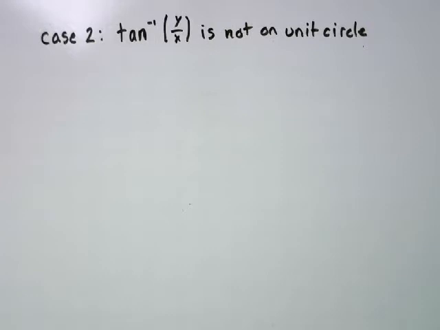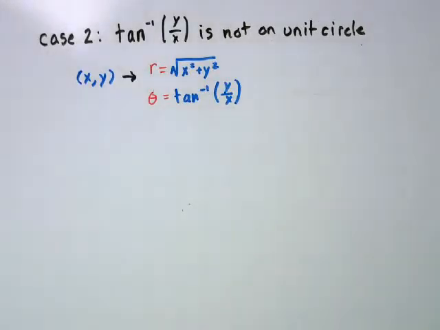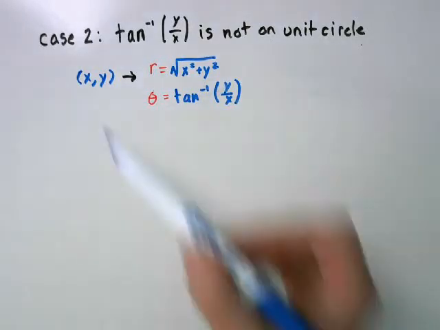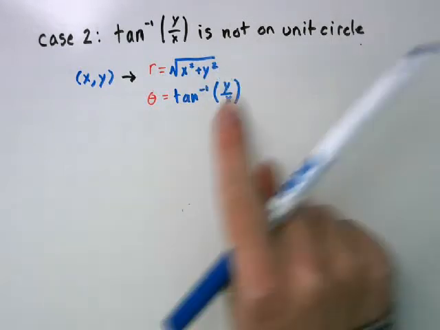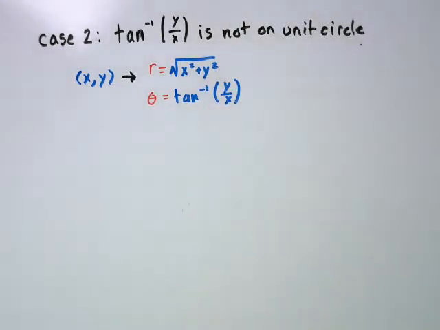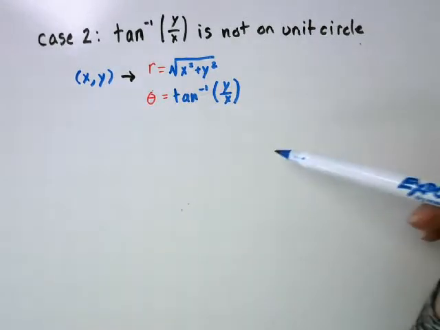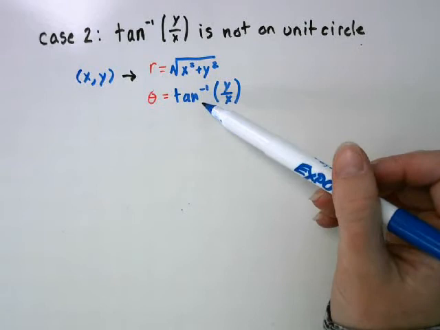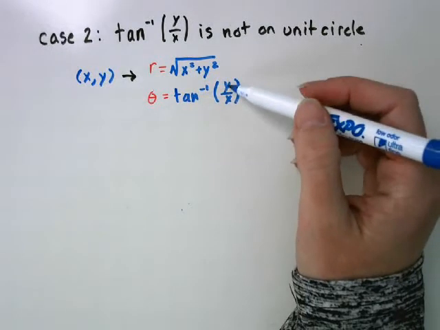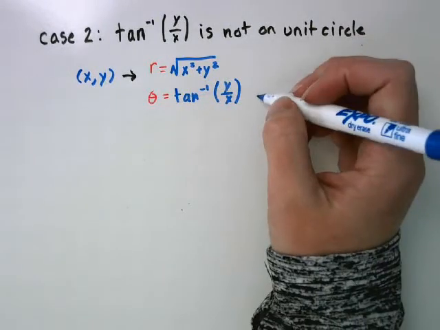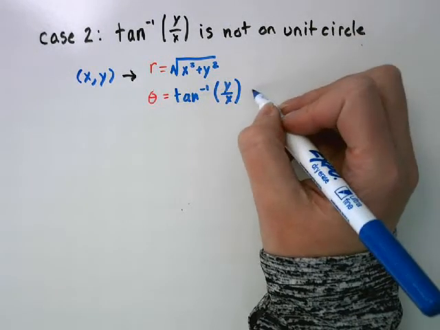The second case is if tangent inverse of y over x is not on the unit circle. So it's still the same calculations. X, y, my r is still going to be square root of x squared plus y squared. That's not going to change. The issue is going to be with the tangent inverse. If it's not on the unit circle, that means we're using the calculator. And when we use the tangent inverse, it's always going to give me the inverse function values. So for tangent, that's going to give me an answer between -pi/2 and pi/2.